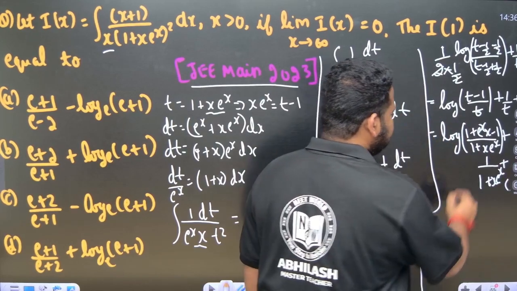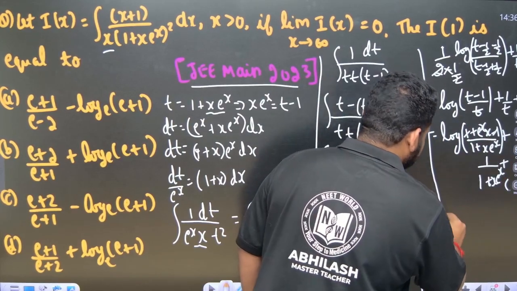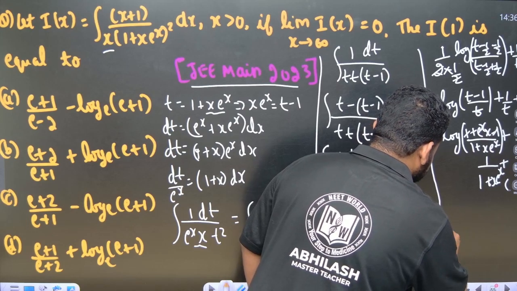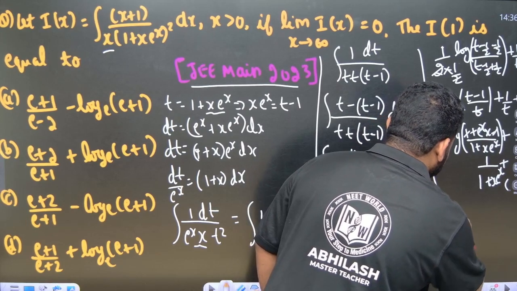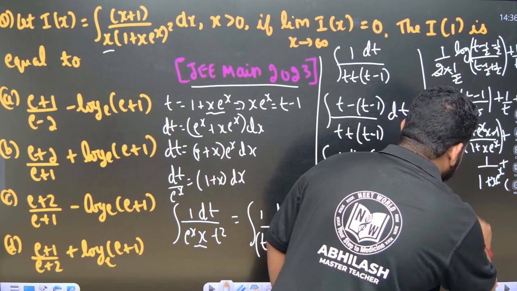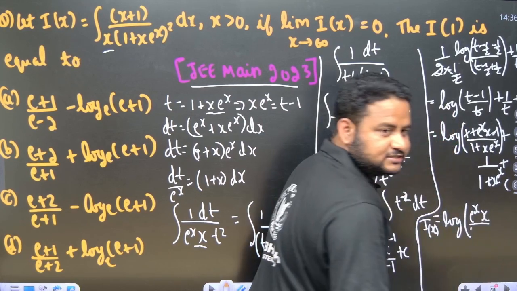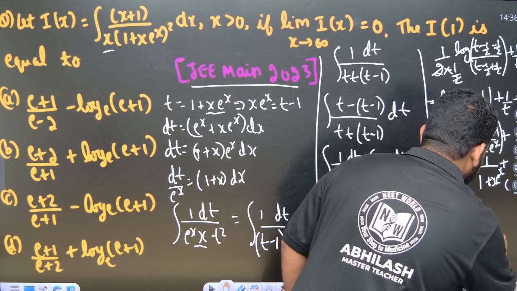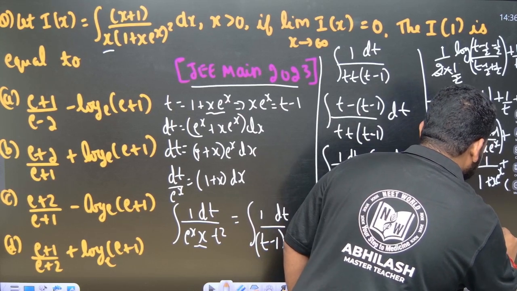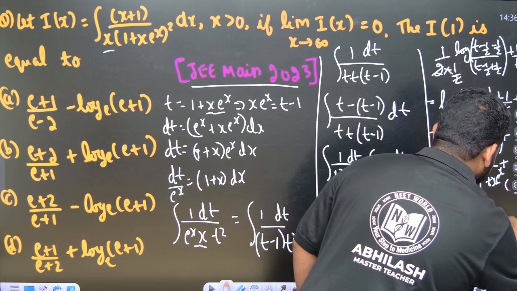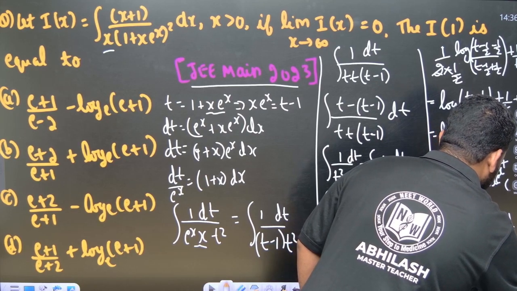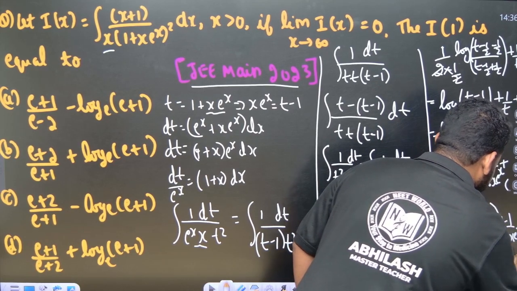So here my plus 1 minus 1 cancels. So I'll get I of x as log of e power x into x divided by 1 plus x into e power x, plus 1 by x into e power x plus c. This is what I get. This is I of x.